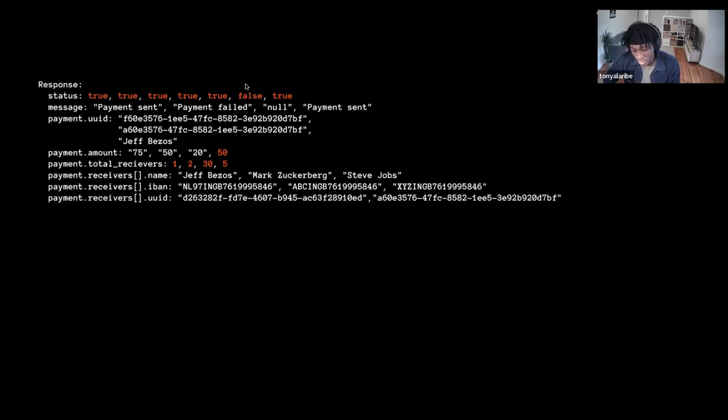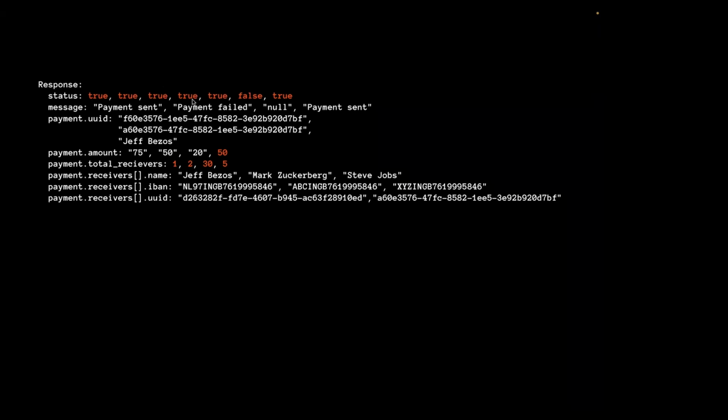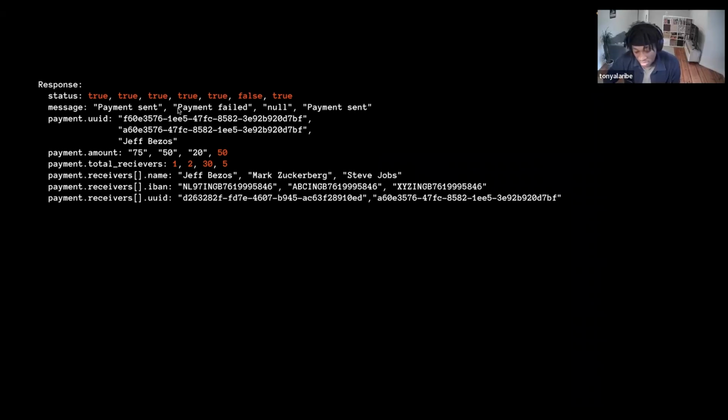If you maybe plot this in a graph or in a pie chart, you would see that 70% of the time it's true, and the other percent of the time it's false. The same thing with the message. Sometimes we get payment sent, sometimes we get payment failed. And as a human, if you look at this and you see a no, it rings bells. Why is there a no here? This is a bit different from all the other examples of messages that we've been getting. So this is a pattern that computers could be trained to identify.